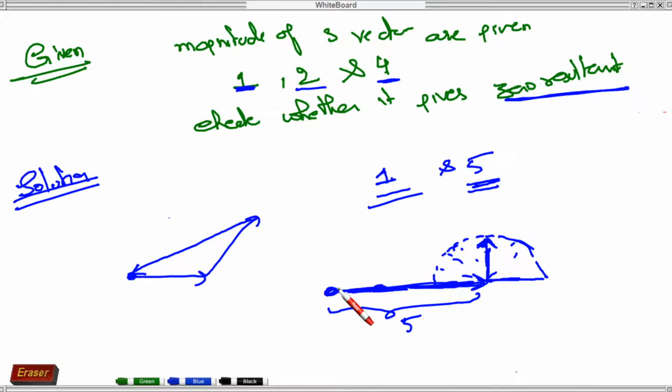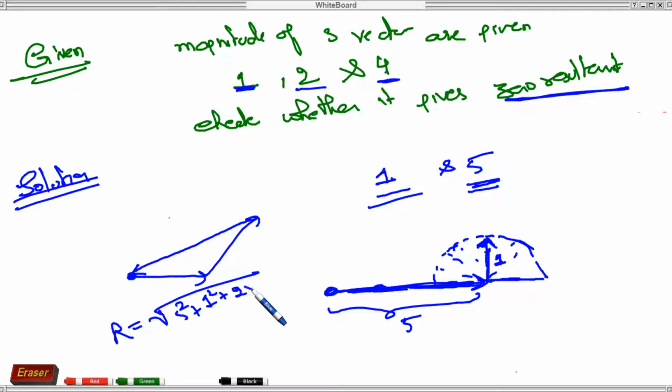Like I told you, if this is vector 5 and this is a vector of magnitude 1, when we have to find the resultant of these two vectors, it is the square root of 5 squared plus 1 squared plus 2 into 5 into 1 cos theta. And theta is this one, the angle between them.